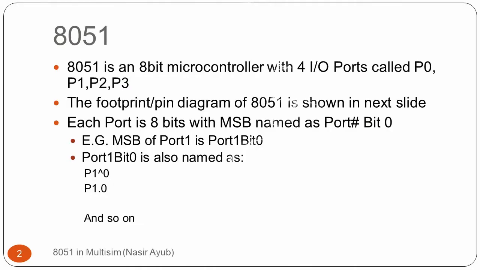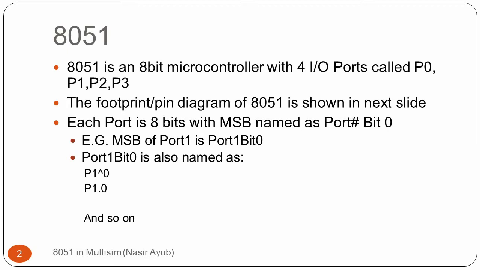Let's get started. So the 8051 is an 8-bit microcontroller with 4 I/O ports. They're called port 0, port 1, port 2, and port 3. In the next slide, I'm going to show you the footprint or the pin diagram for the 8051 family, which also includes 8052, 8951, 8952, 8751, and even a reduced version of this chip called 2051.